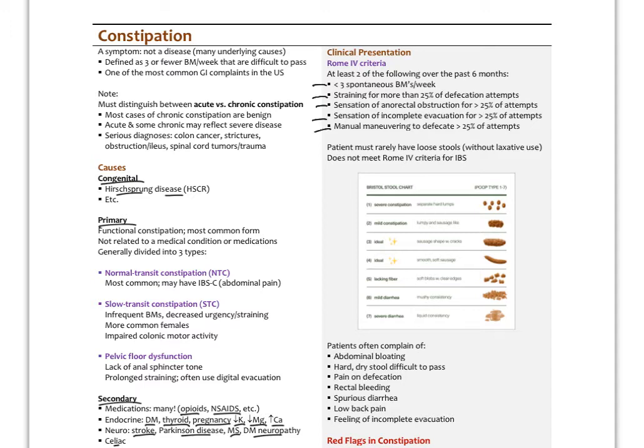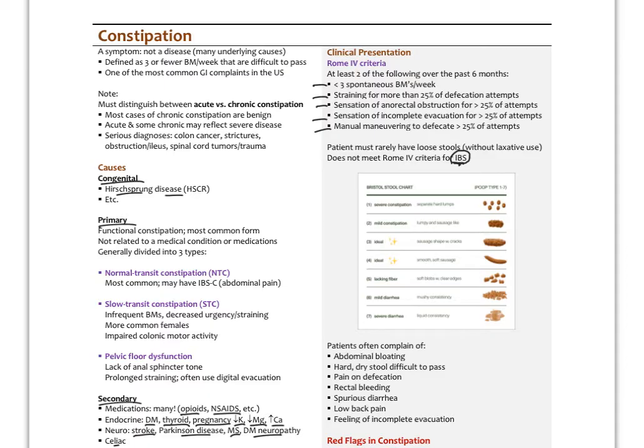for constipation. The patient must rarely have loose stools without using laxatives, and doesn't meet the Rome 4 criteria for IBS. A lot of people have IBS with constipation, and that's one of the subtypes of IBS we'll see. There are actually several IBS subtypes, but one is constipation predominant. But with IBS, there's always abdominal pain and so forth, and we'll look at the Rome 4 criteria for that. Sometimes they can be mixed, but just straight constipation shouldn't have the abdominal pain. That's going to be something characteristic of IBS.